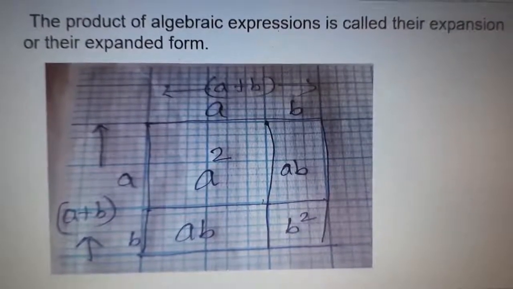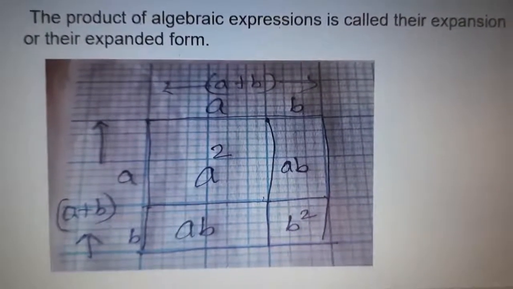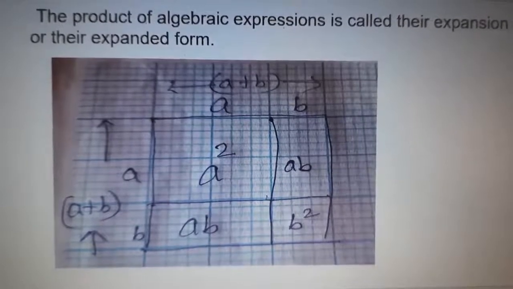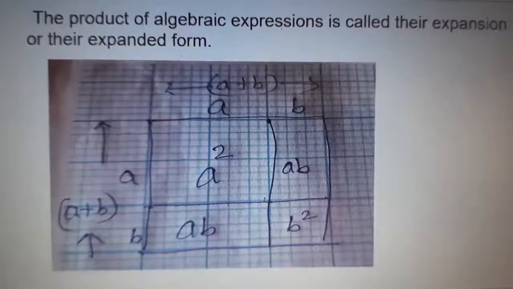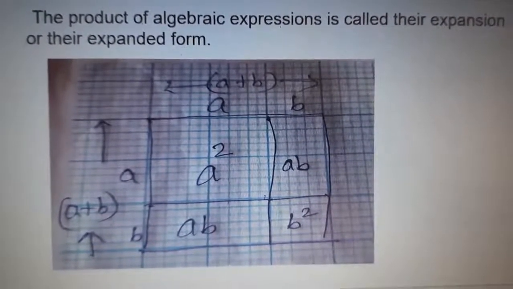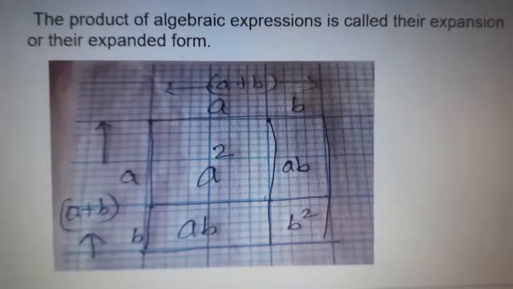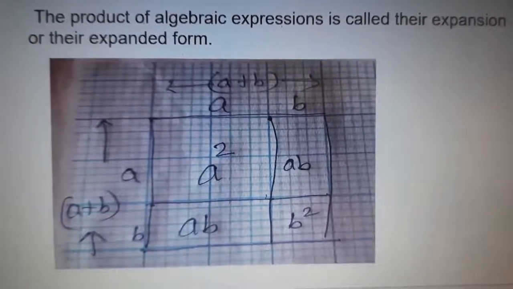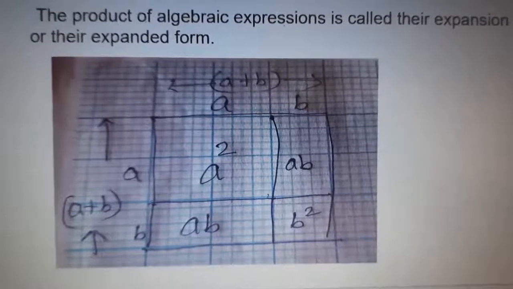In standard 5th you must have learned the expanded form, right? Place value and all those things. So in the same way here, the product of algebraic expressions is called their expansion or their expanded form. Algebraic expressions a plus b and so on.